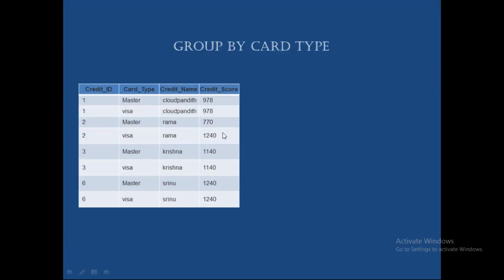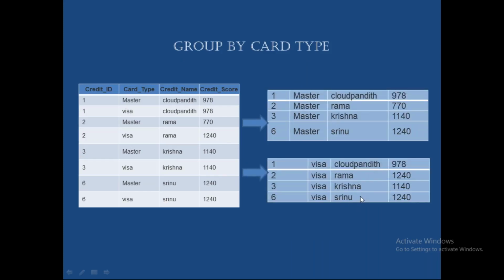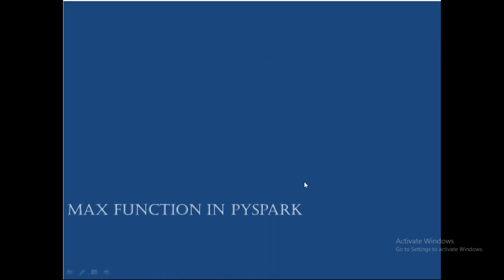Okay, next. Group by card type. Let's say when I say group by card type, you know, right? This is one group, this is another group I am going to get. This is the master group, this is the visa group. In this, what is the max credit score? 1240. In this, what is the max? 1240. In this, what is the minimum? 770. What is the minimum here? 978. So what is the count? Here you have 4, here you have 4. What is the average? Average means sum by 4. So we'll see how it will work.